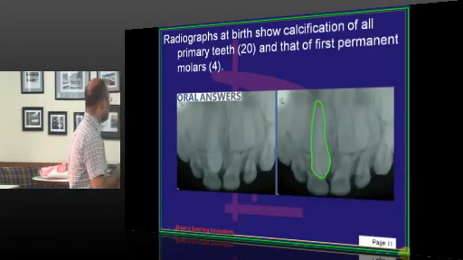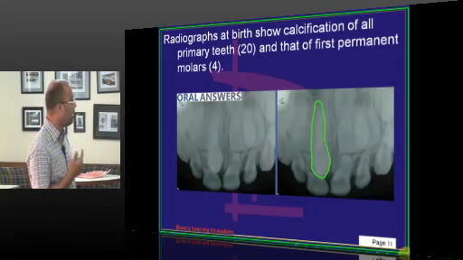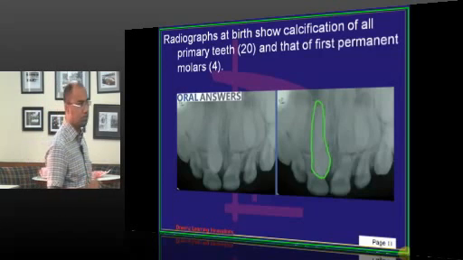So a radiograph at birth shows calcification of all the primary teeth, 20, and the first permanent molars. So totally 24 teeth.